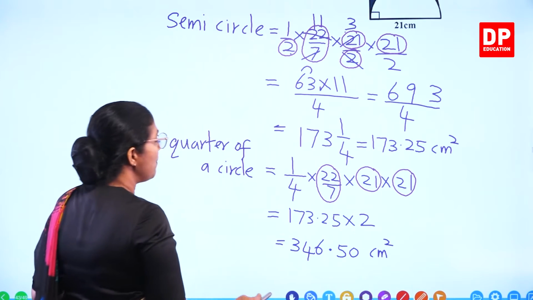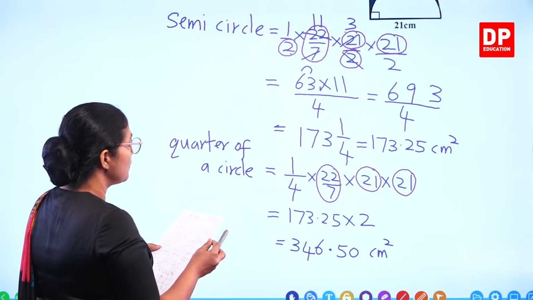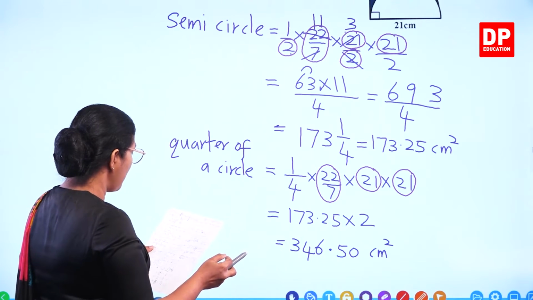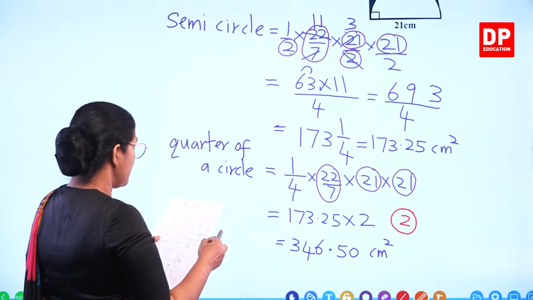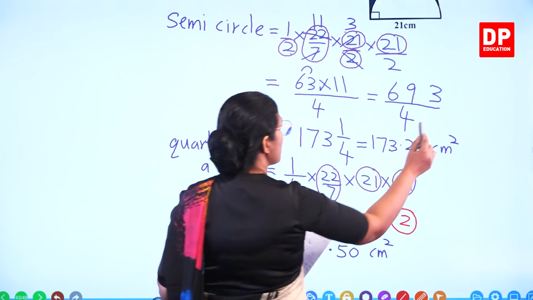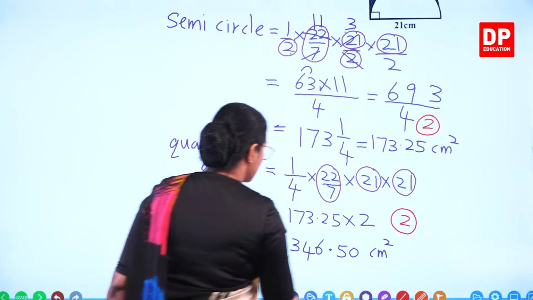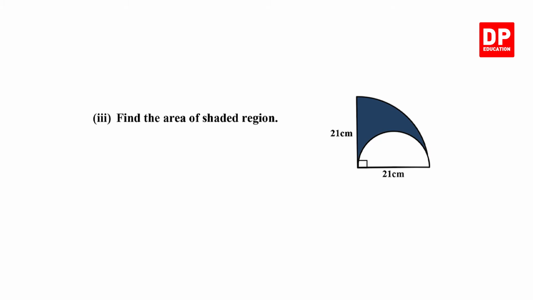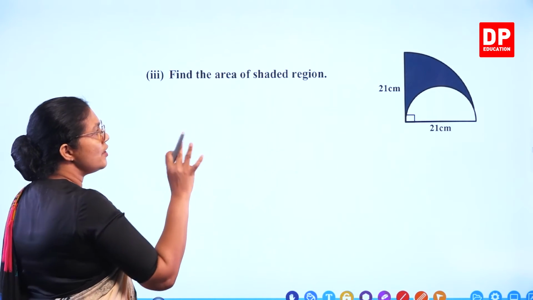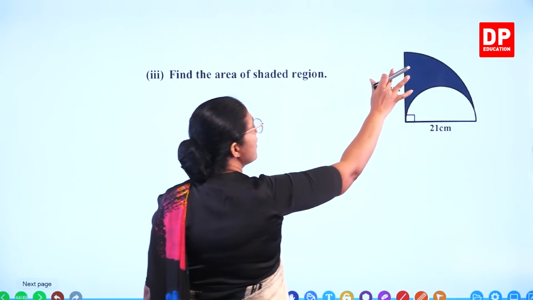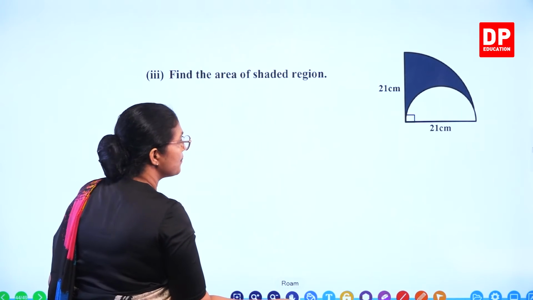Now let's see how many marks for each part. 346.5 is 2 marks here. And 173.25, you get 2 marks. Find the area of the shaded region. So full thing minus the other one. So we know that it's exactly half of that. So you get half of the full thing.